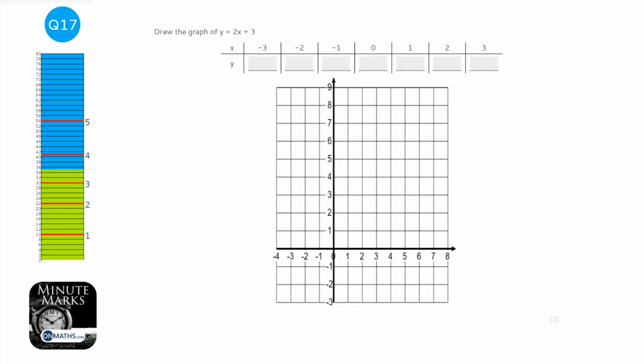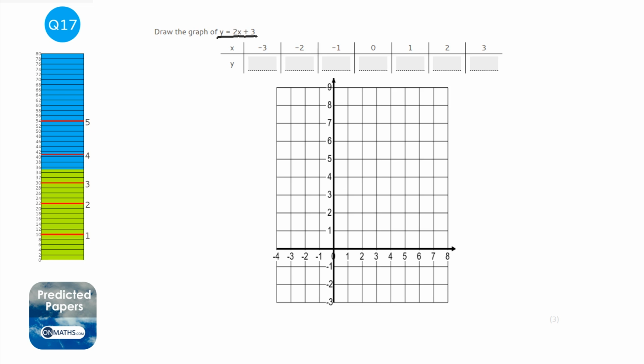In this question we're asked to draw the line y equals 2x plus 3. Now there's no x squared or x cubed, so I know it's going to be a straight line graph. Now there's multiple ways of doing this. I'm going to do it using a table, and then I'm going to show you a few other tricks of doing it much quicker or checking that you've got it right.